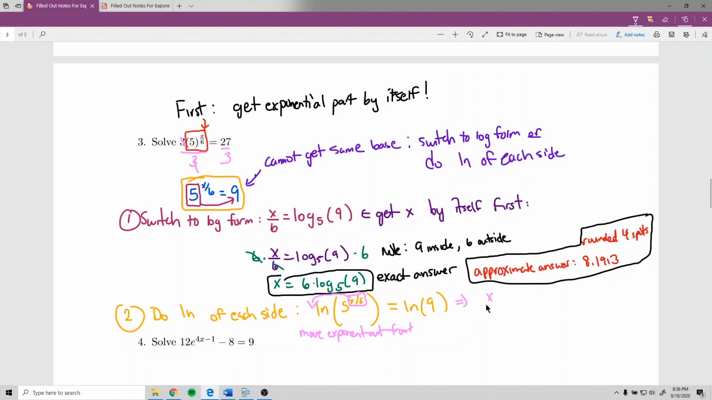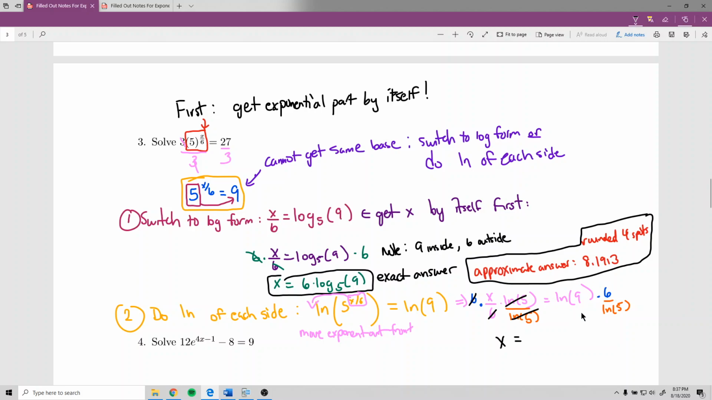So our equation becomes x over 6 times the natural log of 5, because we took out that, only 5 is inside, equals the natural log of 9. And once you're here, it's just the same thing as last time, only when we get x by itself, we want to multiply each side by 6 to get the 6 gone, but we also want to divide each side by the ln of 5 to get that away as well. So we want to multiply by the 6 to get rid of the denominator. We want to divide by the ln of 5 to get rid of that and have only x left.